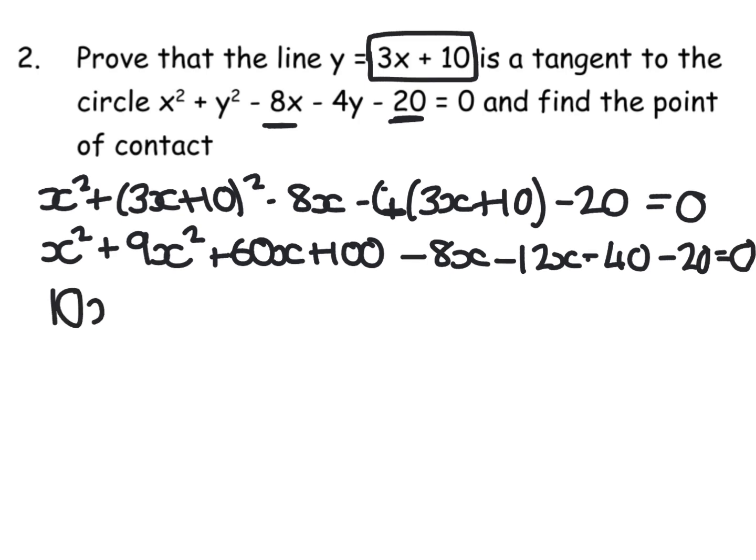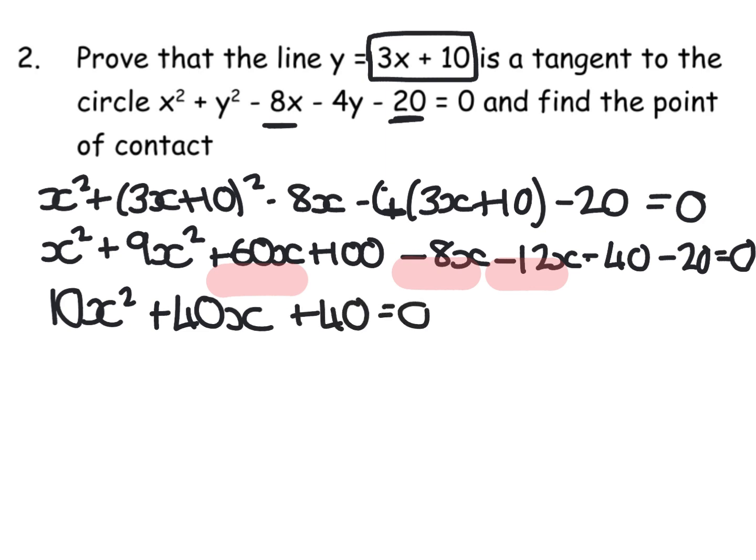Tidy up, 10x squared. Our x's, we have 60, sorry, minus 8 minus 12. So that's just 60 take away 20, giving us 40x. And then the numbers, you've got 100 take away 40 take away 20, which is 100 take away 60, so 40 equals 0. Again, look, we've got this common factor, let's take that out, giving us x squared plus 4x plus 4.